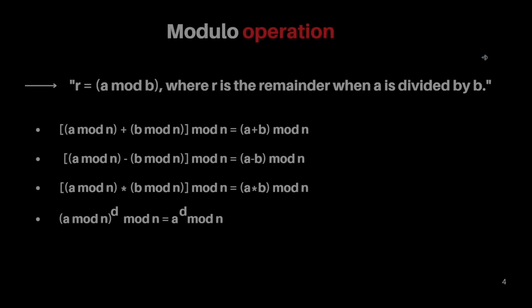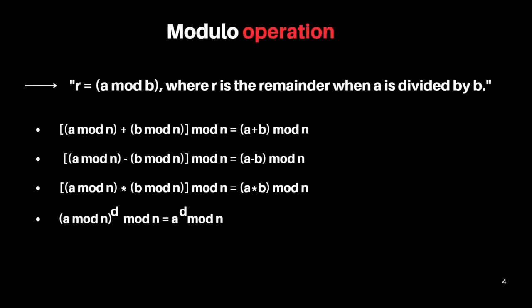Now let's learn the basics required to understand the RSA cryptosystem. The first thing we will learn is the modulo operation. R equal to A mod B implies that R is the remainder when A is divided by B. As simple as that. These are the four points which will help in learning RSA.